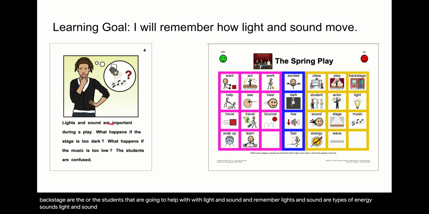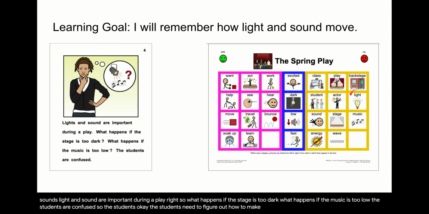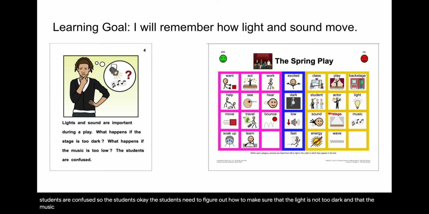So lights and sound are important during a play, right? What happens if the stage is too dark? What happens if the music is too low? The students are confused. So the students need to figure out how to make sure that the light is not too dark and that the music is not too low.